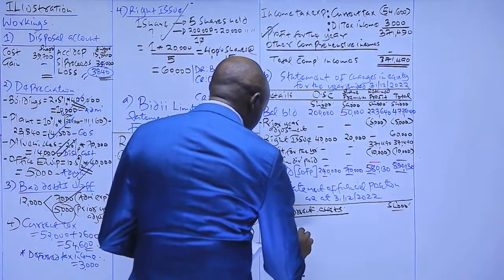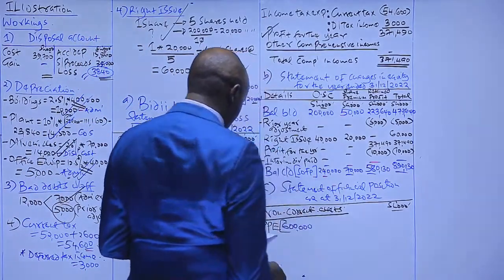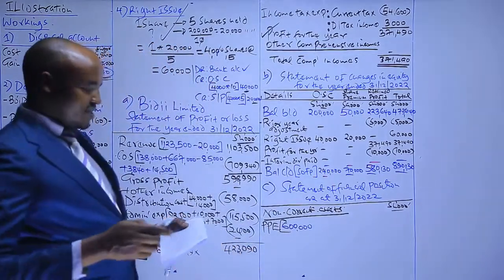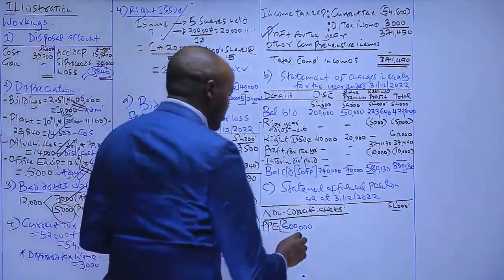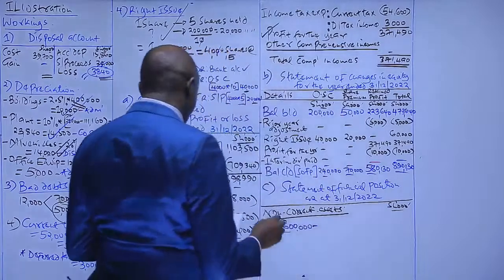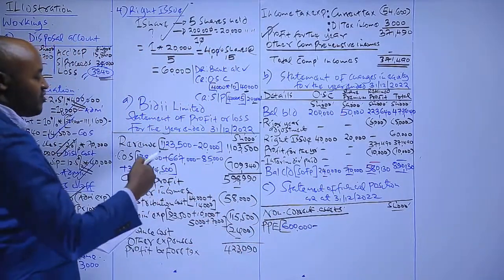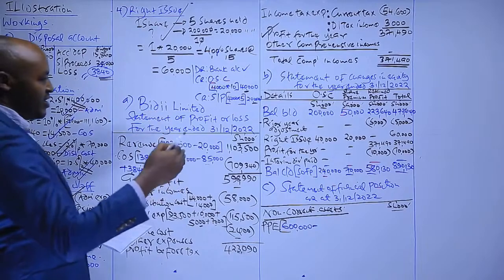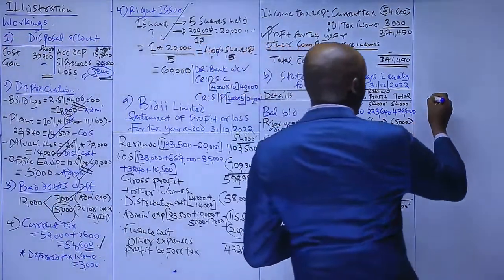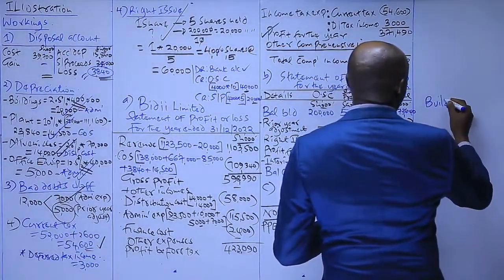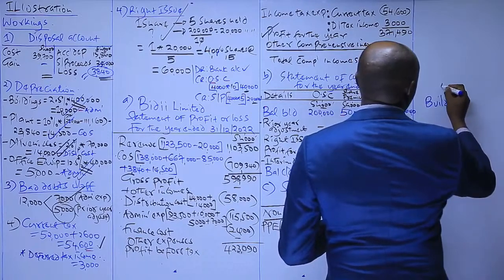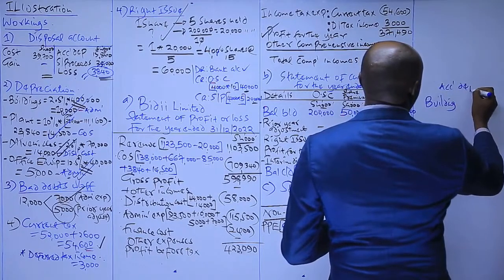Property, the cost is 60. And because this property includes buildings, we now have to less the accumulated depreciation of buildings at the end of the year. So what would be the accumulated depreciation for buildings at the end of the year?